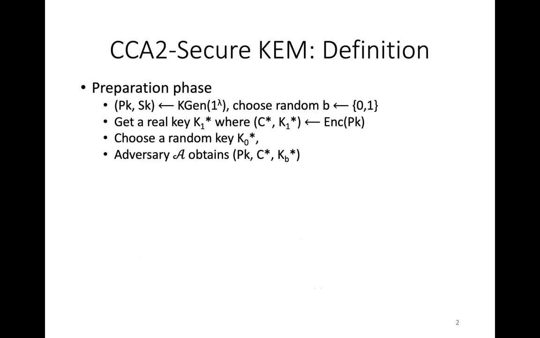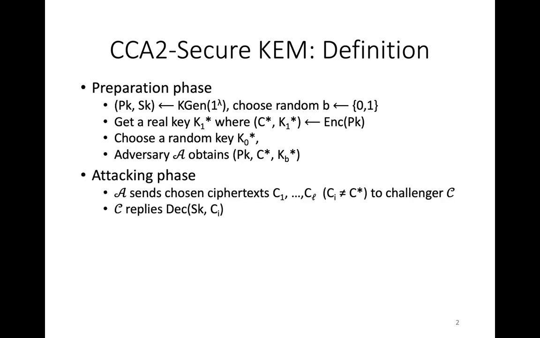So this definition consists of three phases. In the preparation phase, we generate the following things for the adversary. First, we generate the public key and private key. Then we choose a random bit value B, and we generate a real session key, K1 star, using the encapsulation algorithm, along with a challenge ciphertext C star. We also choose a random session key K0 star, and the adversary obtains the public key PK, the challenge ciphertext C star, and the challenge session key KB star, where KB star comes from K0 star or K1 star, depending on the bit value B.